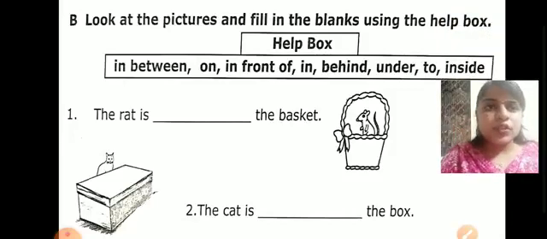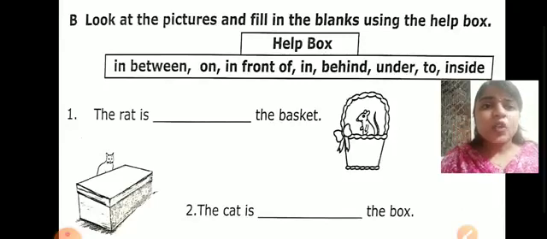Look at the pictures and fill in the blanks using the help box. Here you can see the help box. Okay, children? Now here you have many options. I am going to read the options for you. With the help of these options, you are going to write and fill in the blanks. Okay?